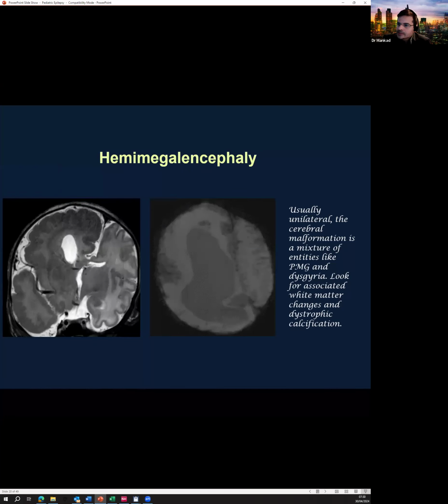Finally, you will encounter entities like hemimegalencephaly, which is more of a unilateral problem, but you will have all sorts of things in hemimegalencephaly. Apart from the overgrowth, you will see areas that look like polymicrogyria, areas that look like lissencephaly, areas that look like simplified gyral patterns. You can have a combination of malformations in the same case.